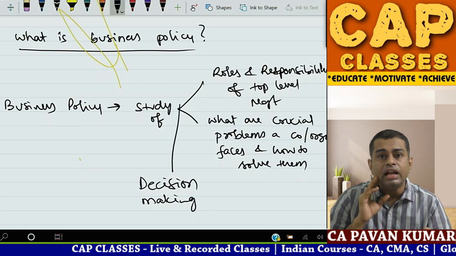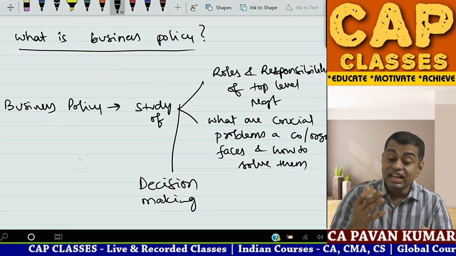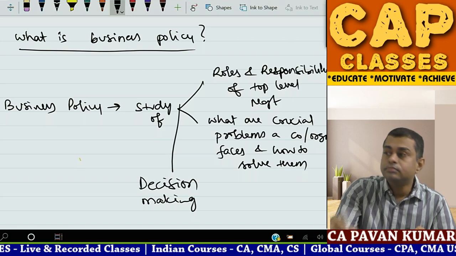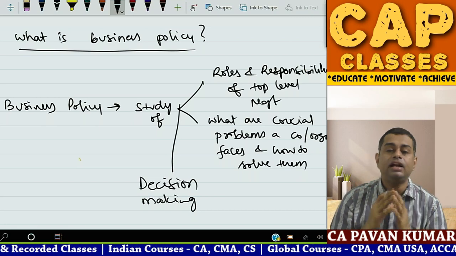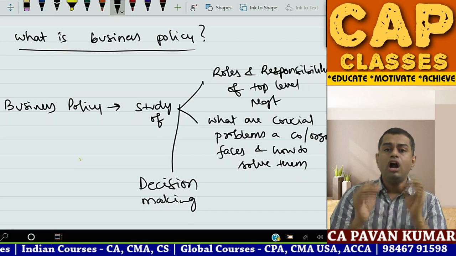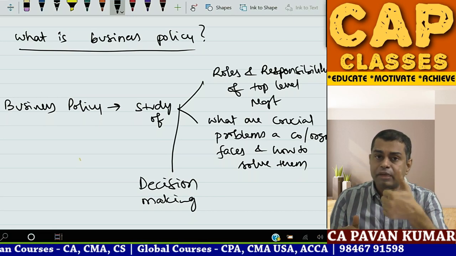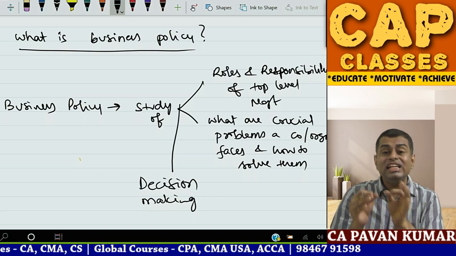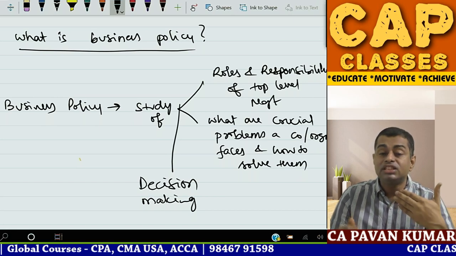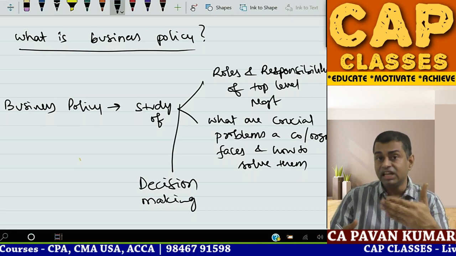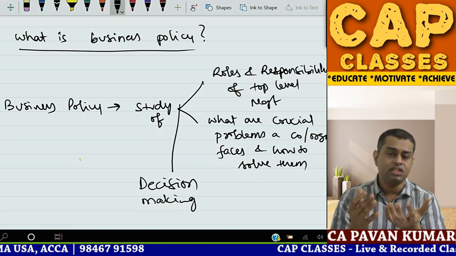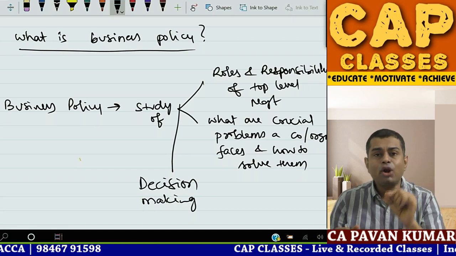Then what about Anil Ambani? He is facing liquidation charges now, bankruptcy. Why? Decisions. The businesses you have started, the decisions you have made can either make your company or break your company. So again, going back, what is business policy? First question, we learned what is management. Second question, what is business policy? Business policy is a study of roles and responsibilities of top level management. It is a study of the crucial problems that I am going to face in the future. If I start this business, what are various threats and risks and how should I solve them? And three, giving a meaningful direction to the entity with proper decision making.